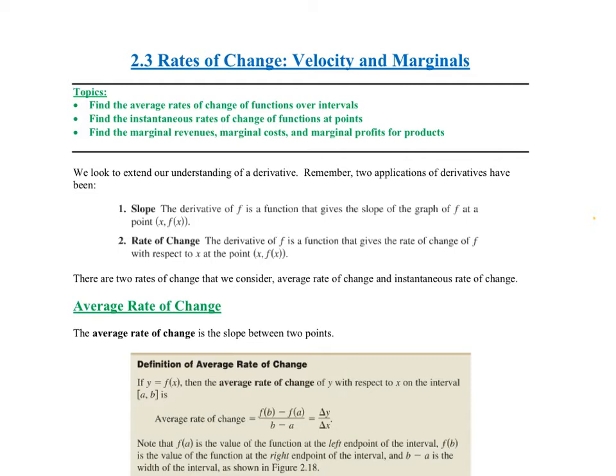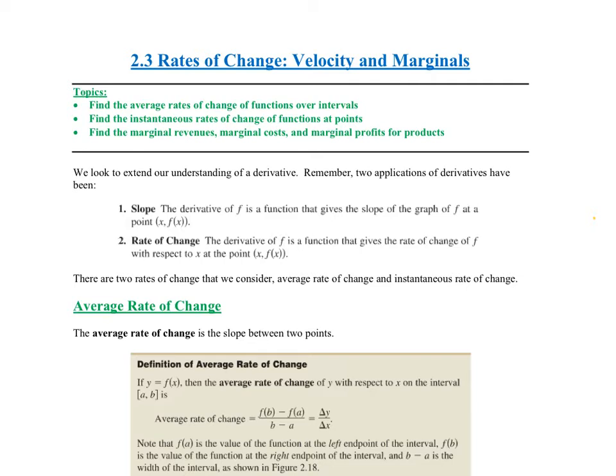Derivatives are rates of change. The derivative is a slope of a tangent line. A slope is a rate of change. Well, in particular, we're going to learn about a couple different rates of change. It says find the average rates of change of functions over an interval versus find the instantaneous rate of change. So there's two different ones right there, average versus instantaneous.